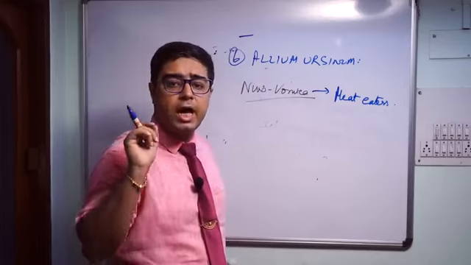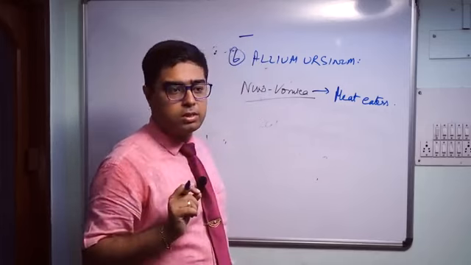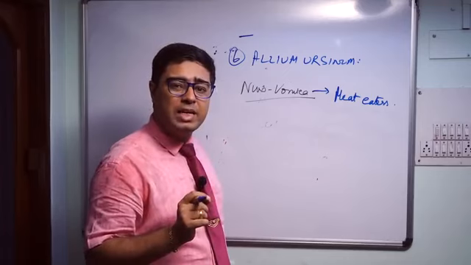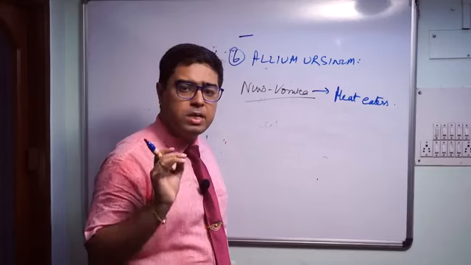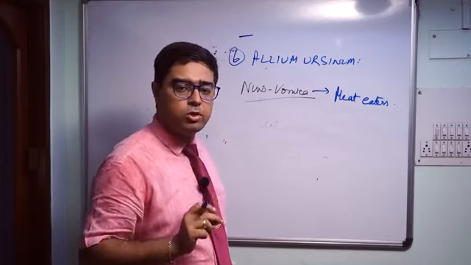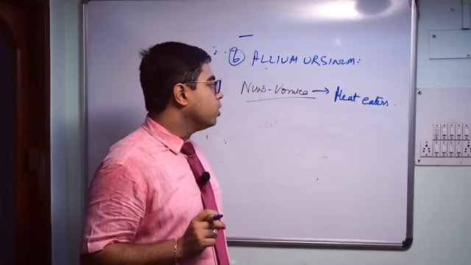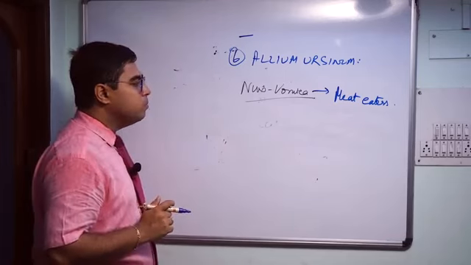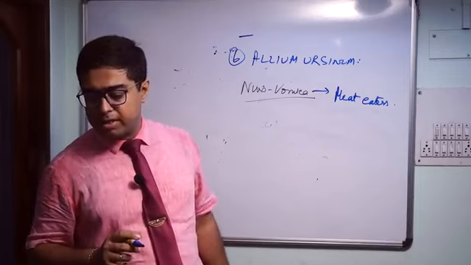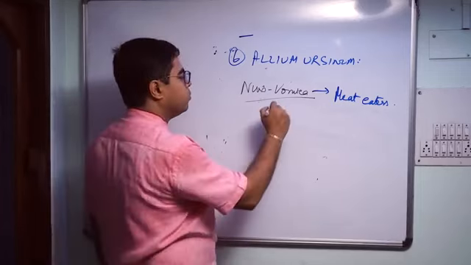Because Allium sativum is for hypertension with atherosclerosis. But Allium ursinum can be prescribed in cases where you have Allium symptoms but no hypertension, but atherosclerosis can be controlled with Allium ursinum. So meat eaters, that's a very important factor for Allium ursinum.